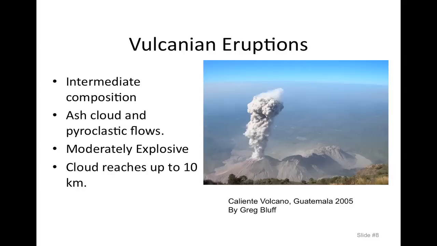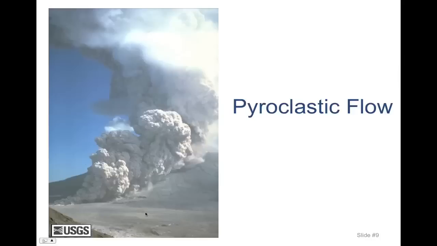If it gets much higher, we actually will classify it as a Plinian eruption. And we'll talk about that in just a moment. But before I do, I want to talk about what pyroclastic flows are in a little bit more detail. Let's go to the next slide. So that's a picture of pyroclastic flow. It's basically a mix of ash and boulders and debris coming down the side of a volcano.